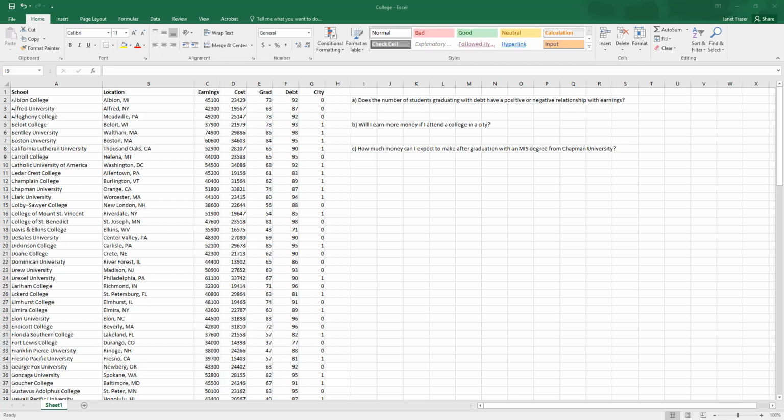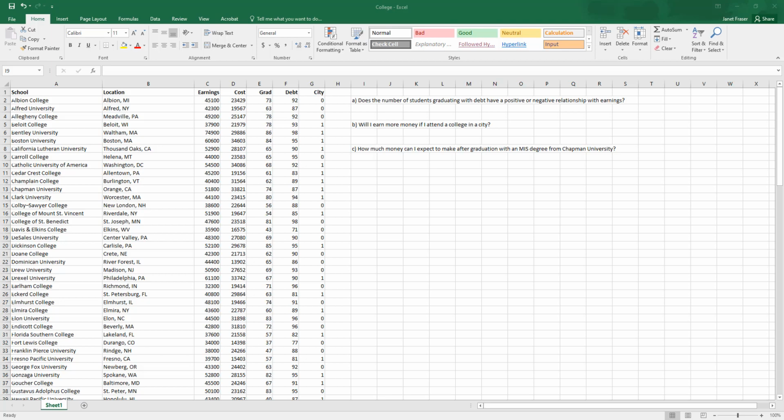Hey everyone, I wanted to quickly go over how to do a linear regression model in Excel. I'm using a data set that we've used before in class where we were attempting to predict the earnings of graduates from a range of different MIS programs around the country. And we were predicting those earnings using the tuition cost, the graduation rate, the percentage of students graduating with debt, and whether or not that college was located in a city.